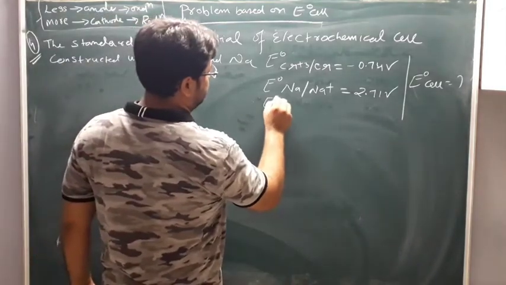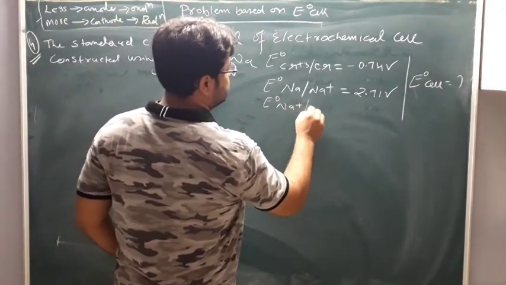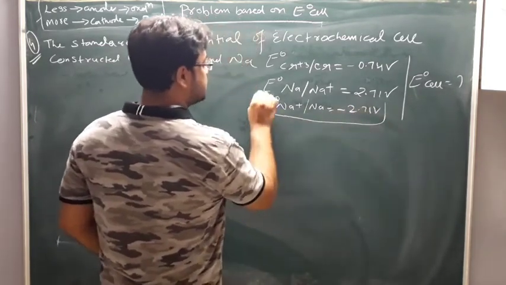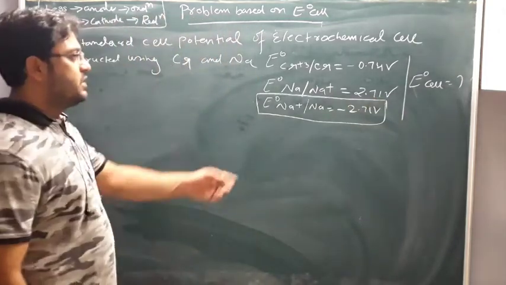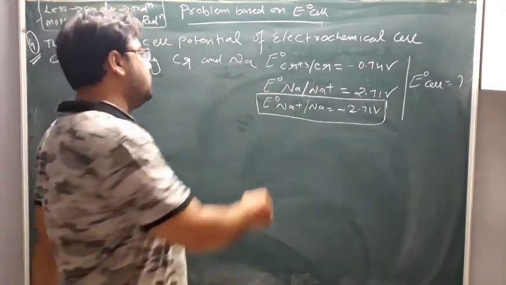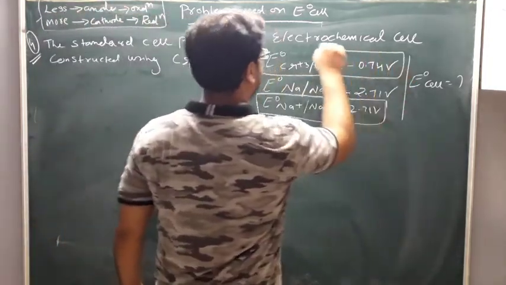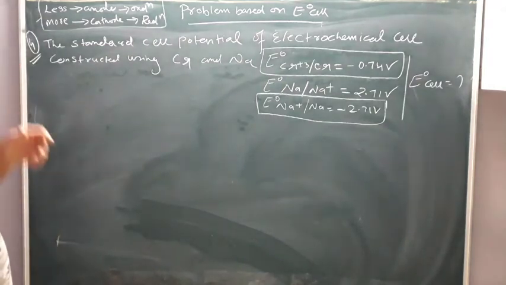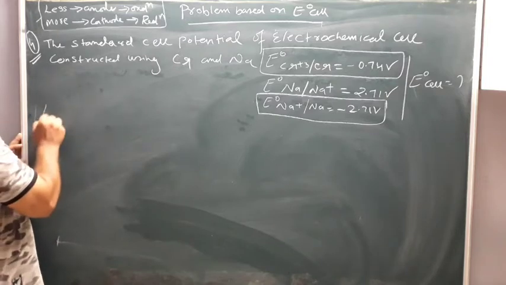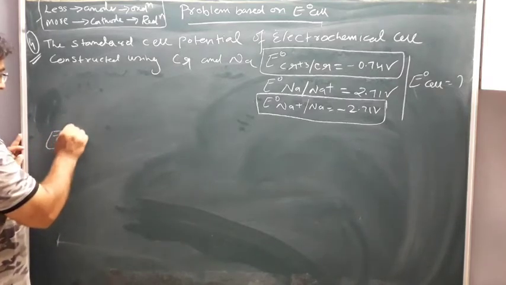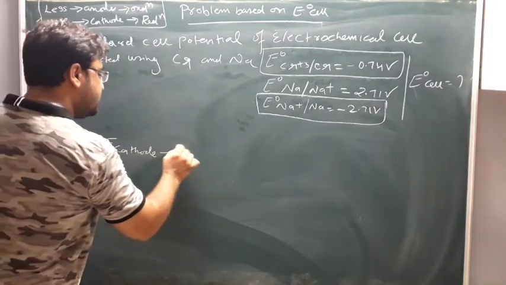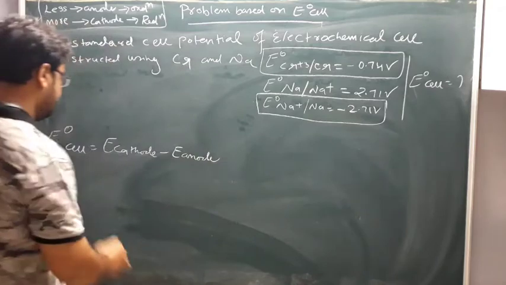So E0 Na+/Na equal to minus 2.71 volt. I will use this Na+ value. Why have I converted into reduction potential value? Because every problem is solved by reduction potential value according to IUPAC. Clear? So now we have to just calculate E naught cell. What is the formula? E naught cell equal to E cathode minus E anode. Yes or no?